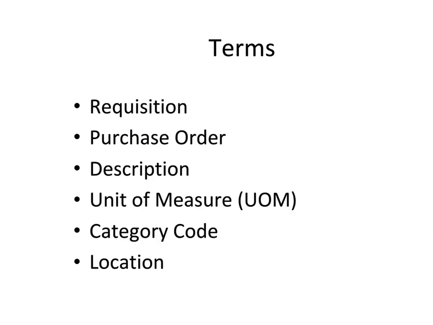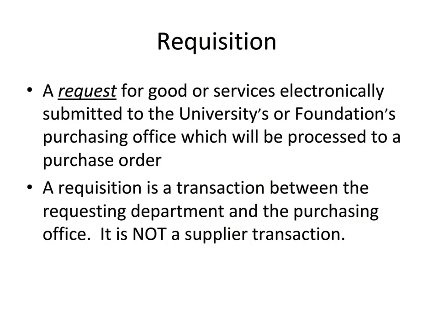Terms that will be used frequently throughout the training include requisition, purchase order (they're different), description, unit of measure, category code, and location. A requisition is a request for goods or services that is electronically submitted to the universities', university enterprise corporations', or the philanthropic foundation's purchasing office, and is used as the basis for a purchase order. A requisition is a transaction between the requesting department and the purchasing office. It is not a supplier transaction.